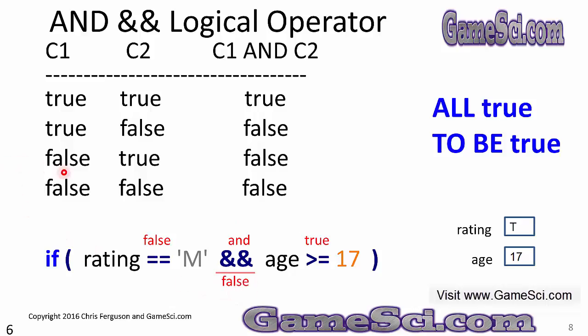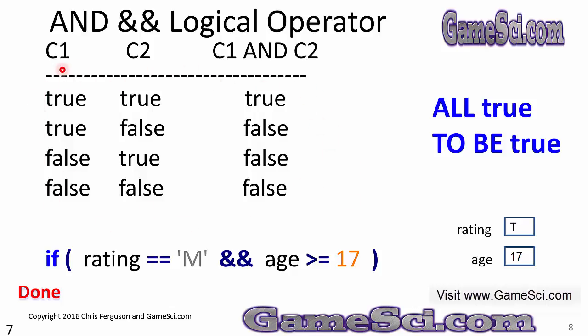Look at this line of the truth table. False for the left operand, true for the right operand. All true to be true means this has to be a false. So we're going to output a false on the AND. So this if portion will not execute. It's going to skip past the if block on the code. So there you have it. That's the AND logical operator, and this is the AND truth table.